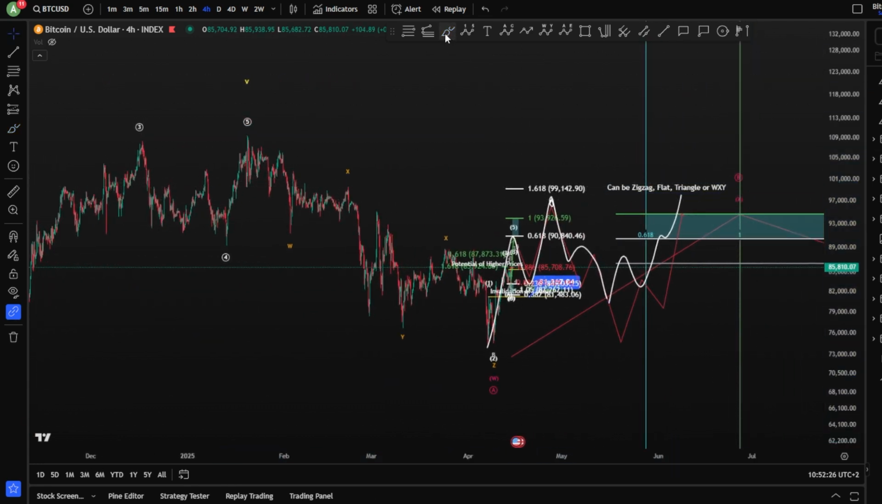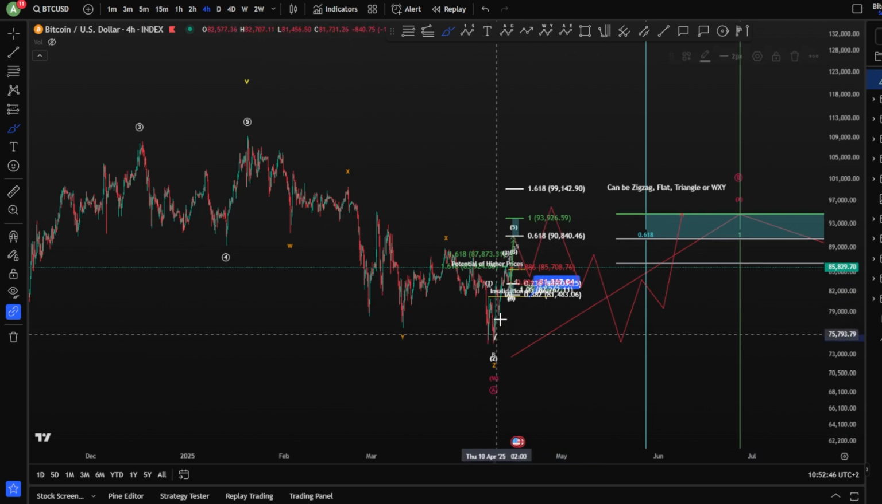Which has to reach, of course, this blue box at 0.618 minimum time, which is, of course, around the 27 May. And we need, of course, time to range here. For the wave B, as I mentioned before, the wave B can be anything: zigzag, flat, triangle, or WXY. This is the first option where you have a formation of a wave A.